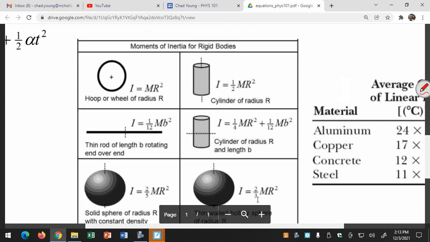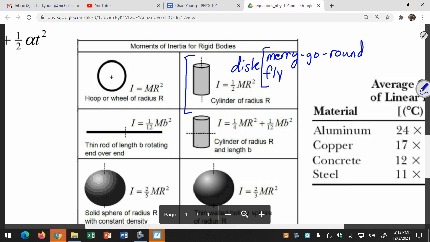So, this cylinder right here is a disk. If you have a disk, that would include things like merry-go-rounds or a flywheel. A flywheel is just a big spinning disk. Those are disks, okay? This right here would be a hoop. I usually call it a hoop, but a wheel would also be a wheel that's in the middle.